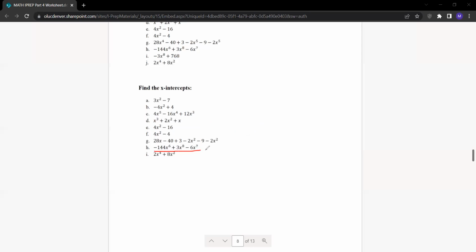So we have -144x^6 plus 3x^8 minus 6x^7. So we can factor out 3x^6. When we do that, we can rearrange it. So we'll get x squared minus 2x minus, what's 144 divided by 3? 48.